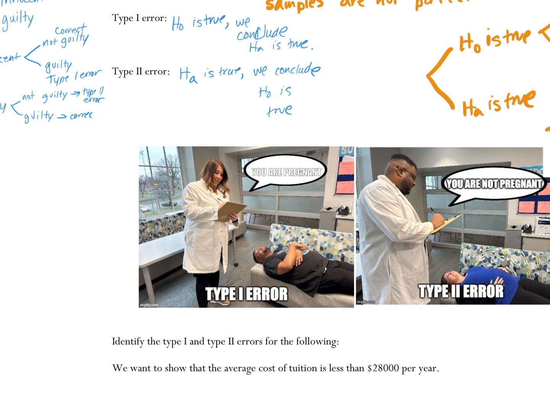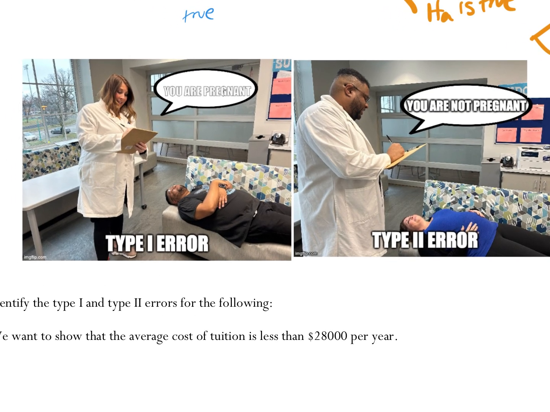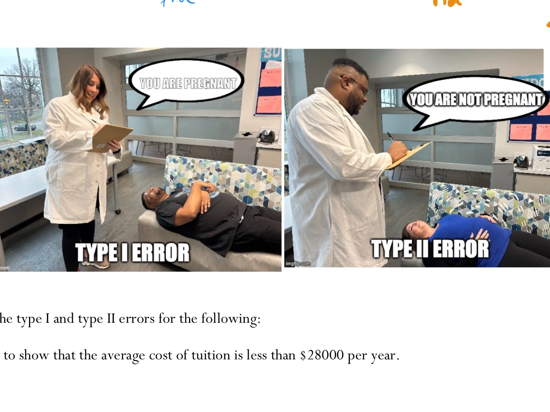Lastly, my last thing to help you. A type 1 error would be telling Mr. Wapner that he's pregnant. A type 2 error would be telling a very pregnant Mrs. Turner that she is not pregnant. Everybody good? The correct decision would be telling Mrs. Turner at the time that she was pregnant. The correct decision would be telling Mr. Wapner that he is not pregnant. Everybody good? All right.